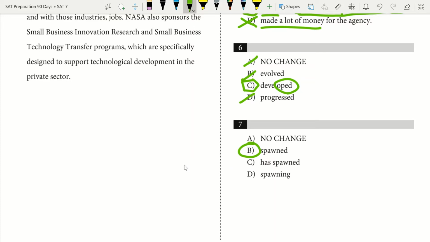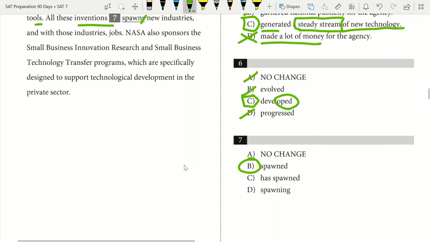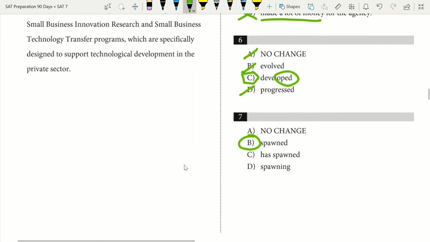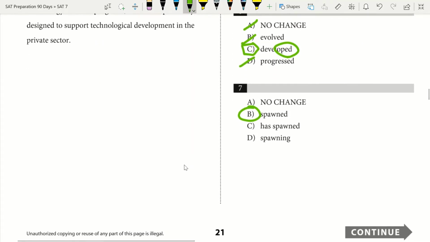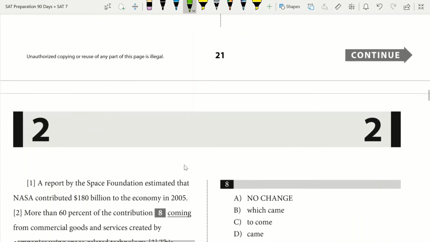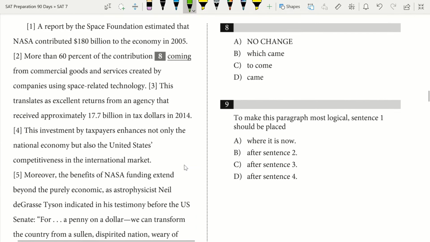All right, now we can go ahead and move on. So I'll go ahead and read the rest here. So we've got NASA also sponsors small business innovation research and small business technology transfer programs, which are specifically designed to support technological development in the private sector. I see I have a 1. Okay, I'm asked to make this paragraph logical. Sentence 1 should be placed where? Sentence 1 reads, a report by the Space Foundation estimated that NASA contributed $180 billion to the economy in 2005. So I want to see, I'll start talking about finances and the economy before I introduce sentence 1 then. So we have more than 60% of the contribution. Okay, what contribution? Okay, in this case, since we're talking about a contribution there, we're going to want to leave it where it is.